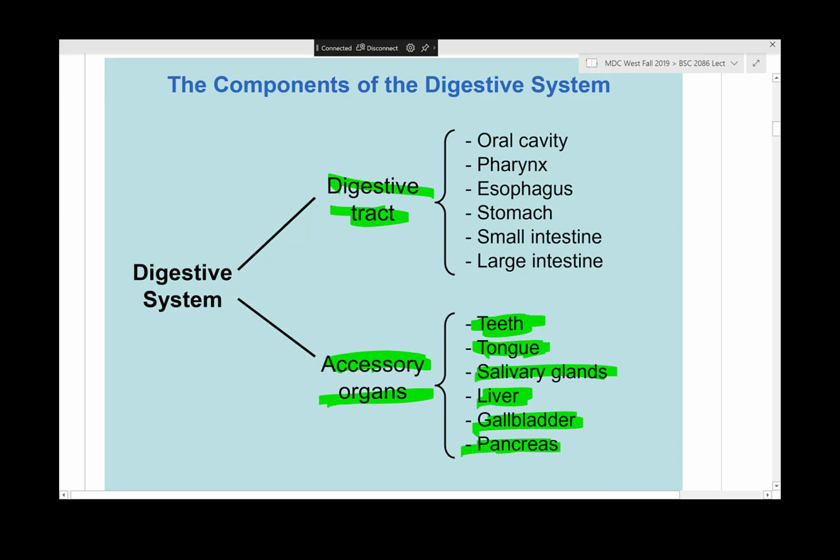So the next event is we're gonna talk about the components. The components are actually made of two: one is the digestive tract and two is the accessory organs. So the digestive tract is the tube, the alimentary canal, which is all the ones listed here. This is your alimentary canal.